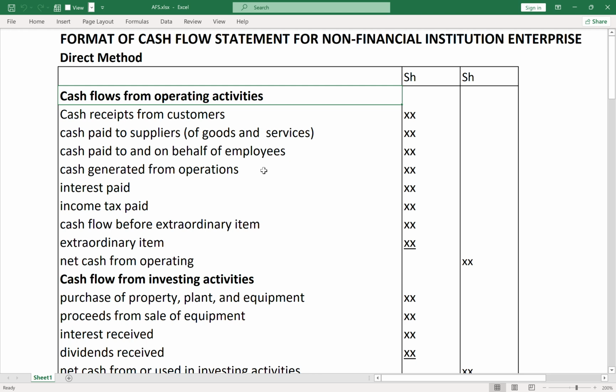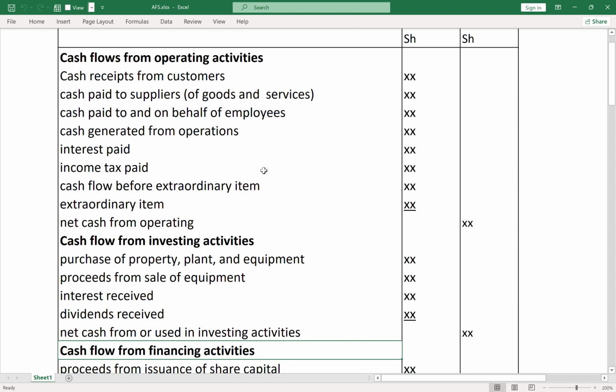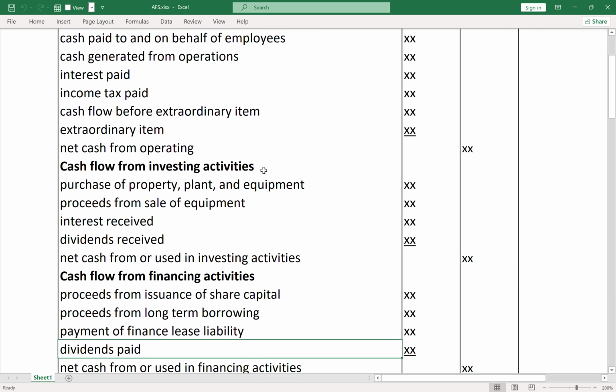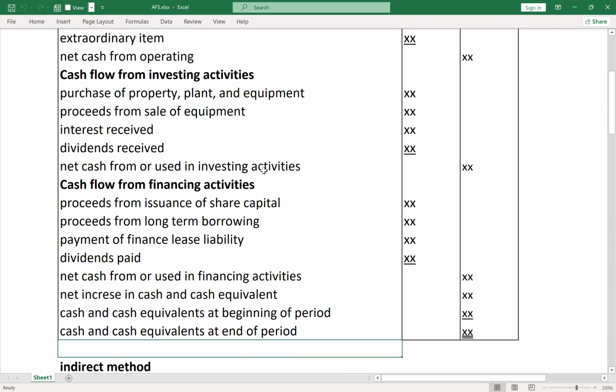So if you have any question, you can write it below. So you can take some screenshots like that. So you can take it in two parts.